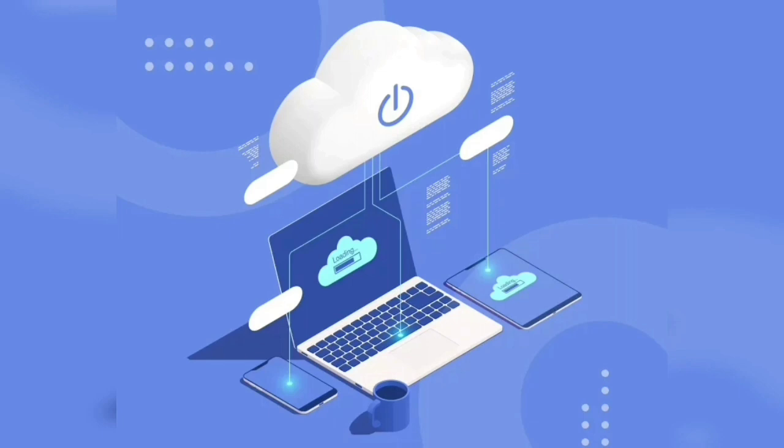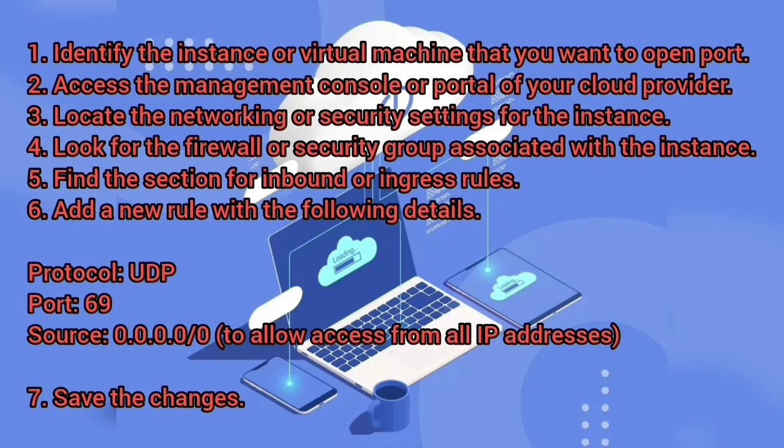These are the steps. Identify the instance or virtual machine that you want to open port. Access the management console or portal of your cloud provider. Locate the networking or security settings for the instance. Look for the firewall or security group associated with the instance. Find the section for inbound or ingress rules.